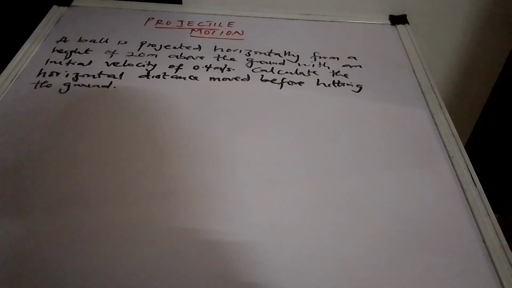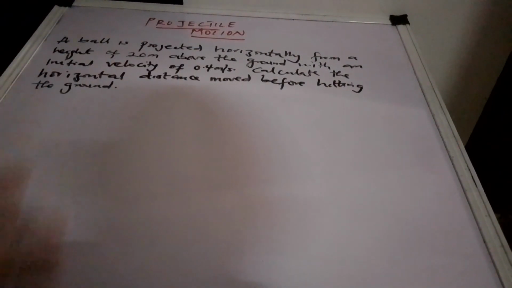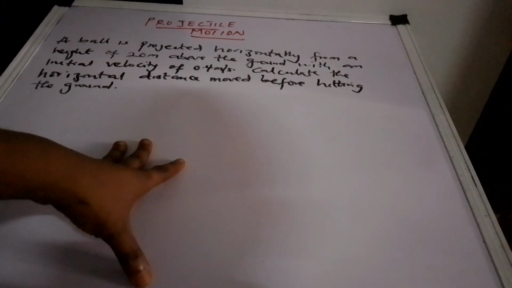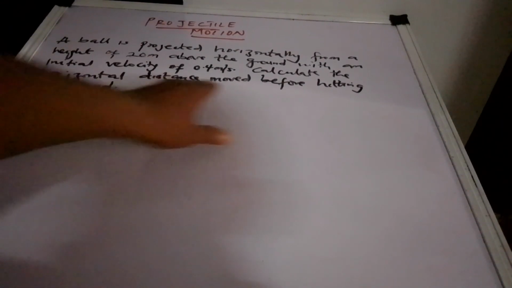For example 2: a ball is projected horizontally from a height of 20 meters above the ground with an initial velocity of 0.4 meters per second. Calculate the horizontal distance moved before hitting the ground. If you look at this question, it's also horizontal projection. The next thing is to look at what we are looking for: is it the vertical component or the horizontal component of this horizontal projection?